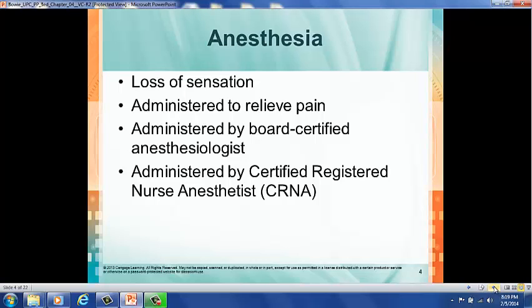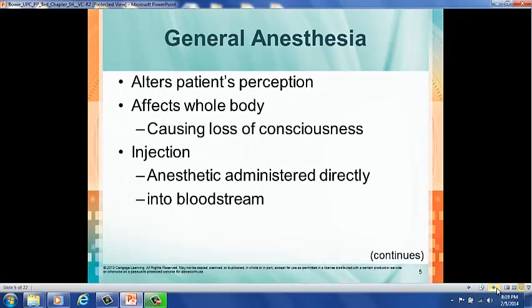There are types of anesthesia. General anesthesia alters the patient's perception. It affects the whole body, causing a loss of consciousness. This type of anesthesia is typically administered by injection, inhalation, or instillation, or a combination of these techniques.